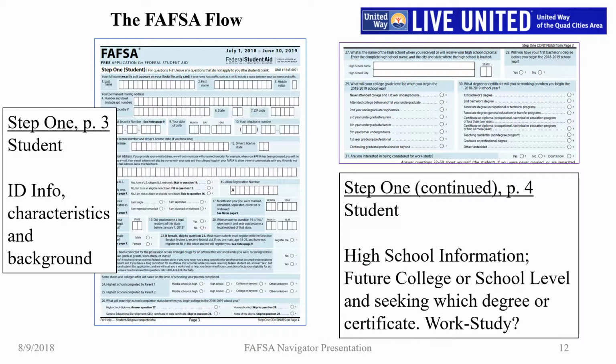Come on and say the descriptions along with me so that you become even more familiar with the flow of the FAFSA form. Step 1 is on pages 3 and 4 and covers the student's identifying information, characteristics and background, their high school information, plus the future college or school level, and seeking which degree or certificate. Plus, would the student be interested in work-study opportunities? Great, let's keep going. Step 1 down and 6 more steps to go.